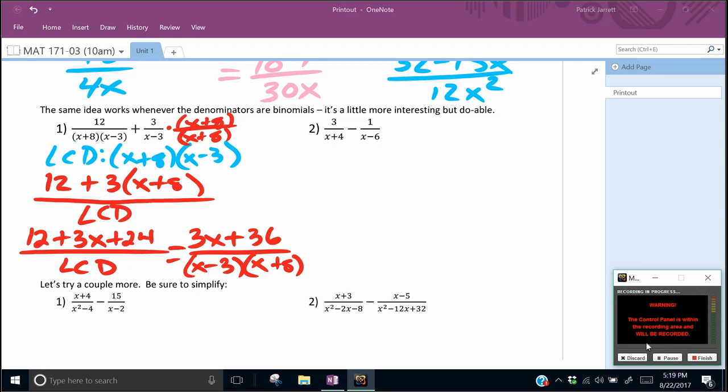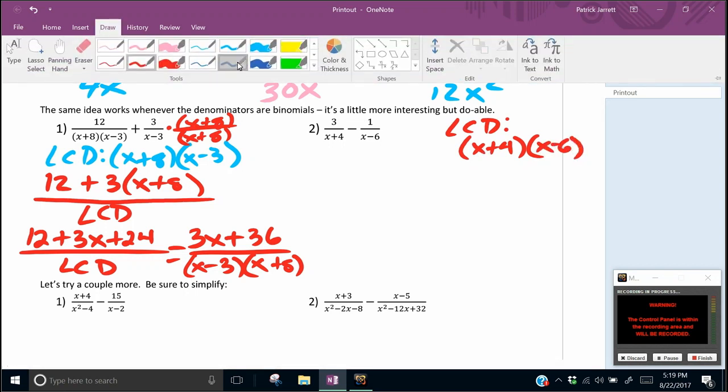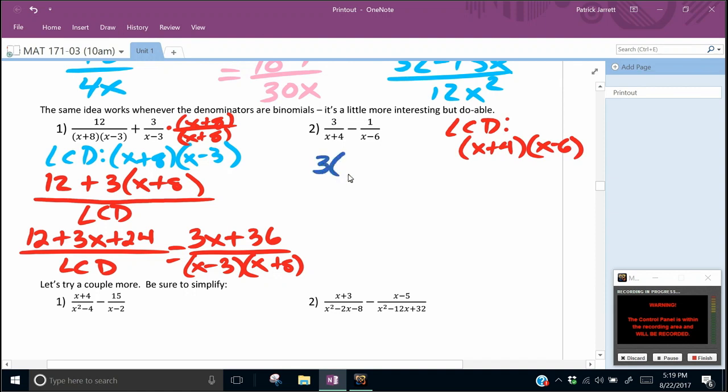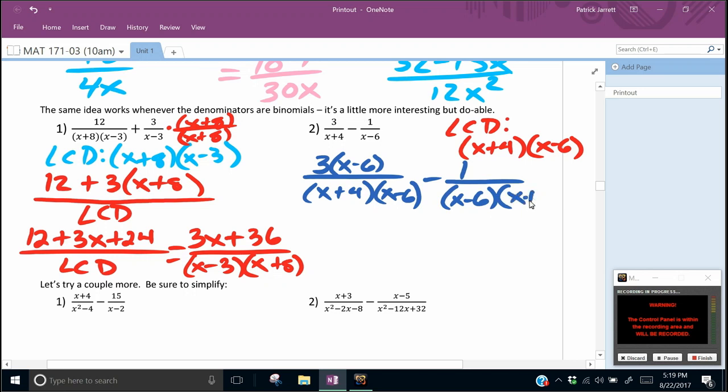So for the second one, what we need to do is we have two different factors, x plus 4 and x minus 6. So we know our common denominator is just going to be the product of them. So it'll just be x plus 4 times x minus 6. So doing a little math, well, you have to do some math. Multiply this first factor by x minus 6, x plus 4, x minus 6, minus 1, and since that factor was missing the x plus 4, we multiply the top and bottom by x plus 4.